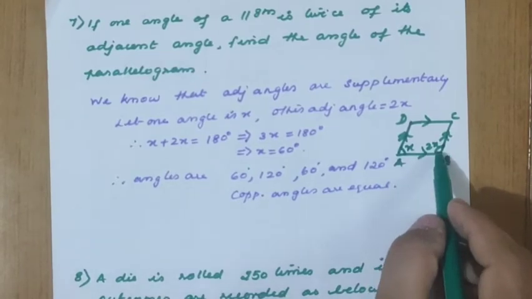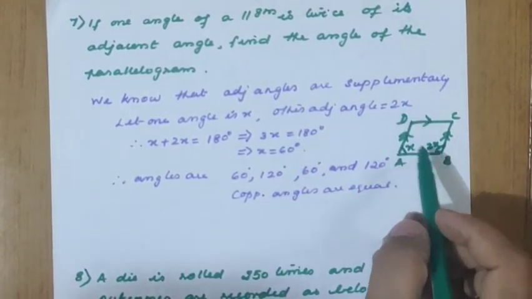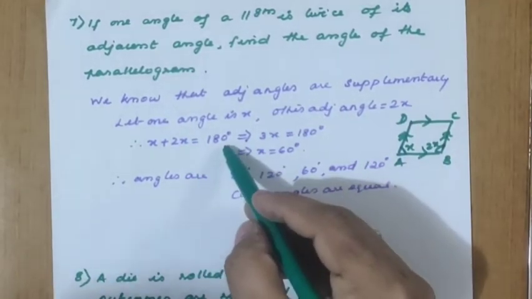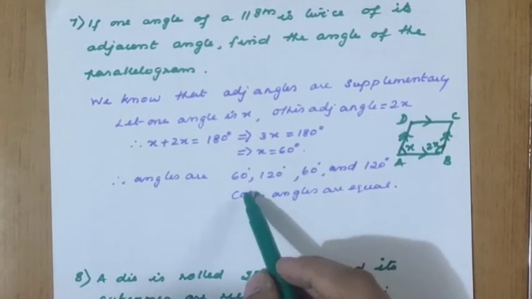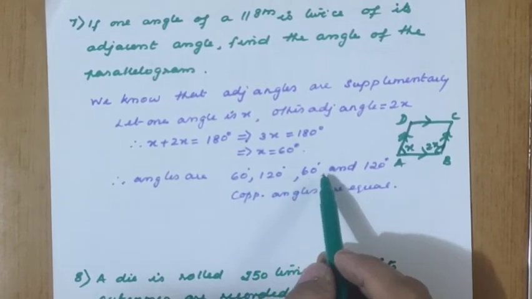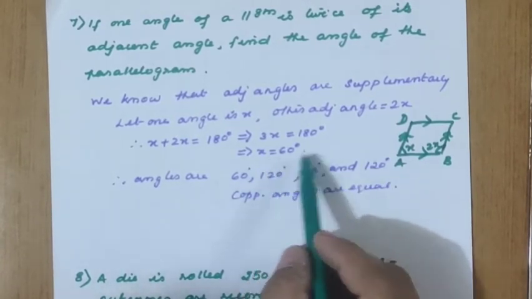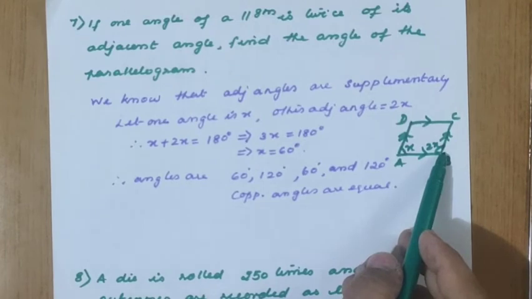So what is the adjacent angle property? Adjacent angles are supplementary. So x plus 2x equals 180 degrees. Now we can solve for x, which equals 60 degrees. Now the angles are 60, 120, 60, 120. So if one is 60 degrees, then 2x means 120 degrees.